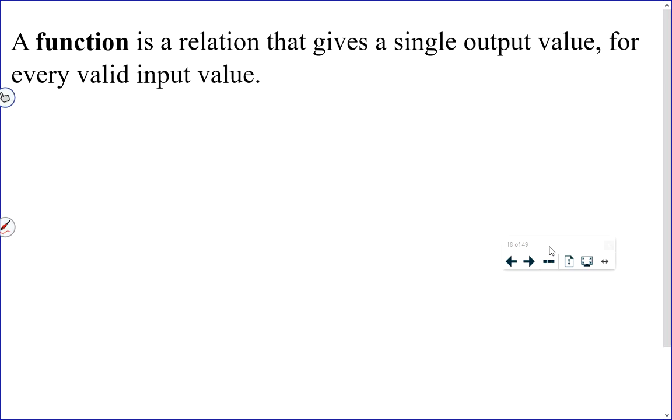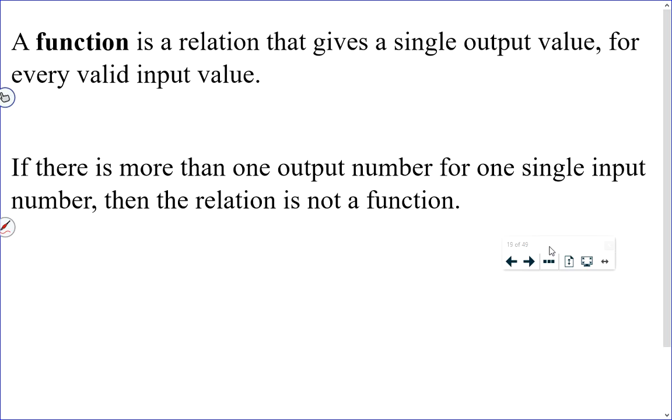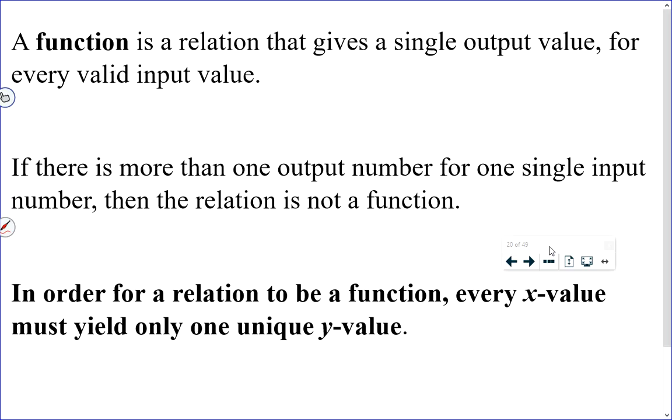But what this is saying is, if you have a relation where you put in a value of x and you always, no matter what value of x you put in, you get a single value of y coming out, then it's a function. If, however, you put in a particular value of x into the relation, and what happens is the relation doesn't tell you that y equals a specific number, but it tells you y can be more than one number, then that relation is not a function. So in order for a relation to be a function, every x value must give you only one y value.